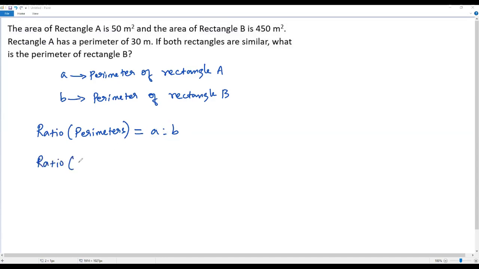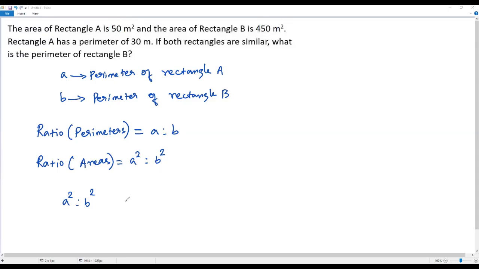Okay, now let me write it over here. The ratio of their areas equals the square of this term and the square of this term, that is a squared to b squared. Already we have the areas for both rectangles. The area of rectangle A is 50 meters squared. The area of rectangle B is 450 meters squared. Now I'm going to write the ratio between the given areas of 50 and 450.